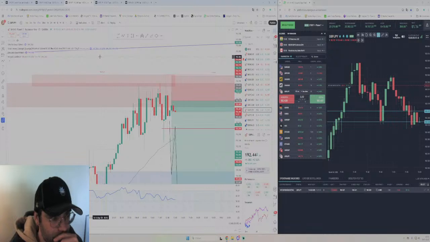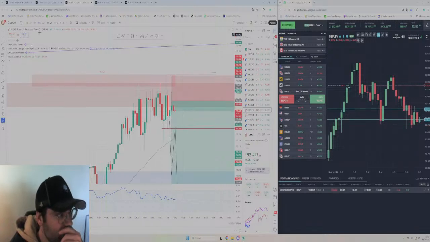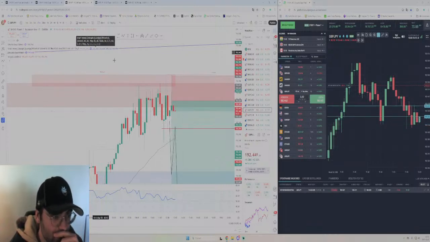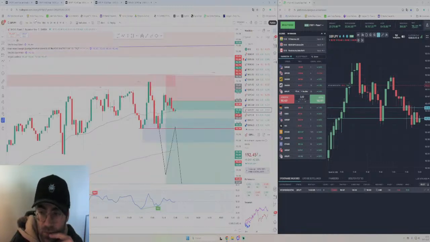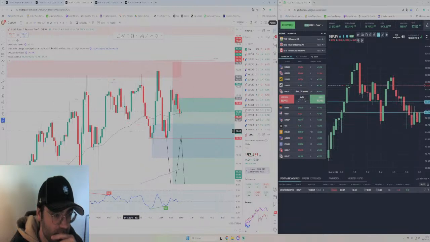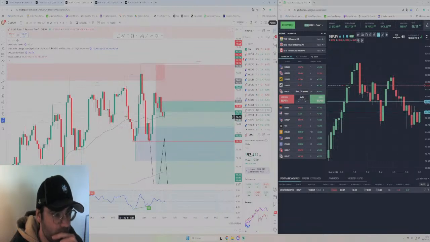So the positive note is that it didn't break the previous high and it body closed under. Negative is that it failed to break under the previous low, and it's still respecting the 5-minute EMA, which is annoying.